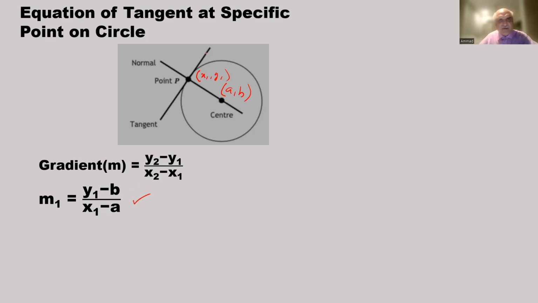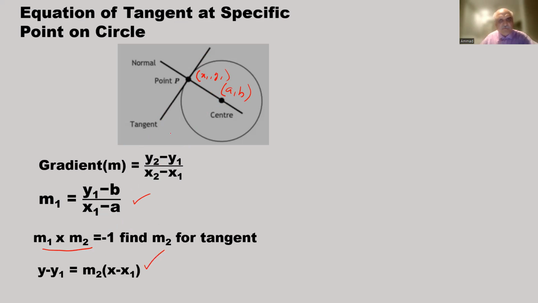And this line is perpendicular to the tangent, so we will apply this formula to find the slope of the tangent. Ultimately, we apply this formula to find the equation of the line, because it is passing through this point (x1, y1), and the slope we have already found. Taking these two values, we can find the equation of this tangent. Now, this is the end of the chapter.